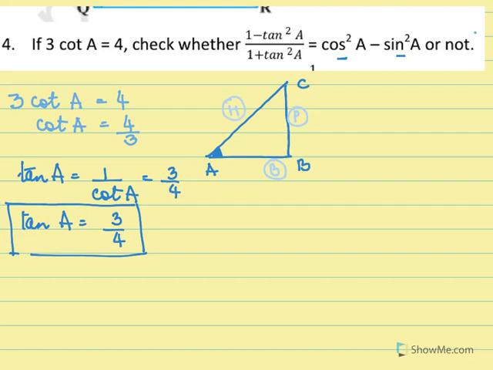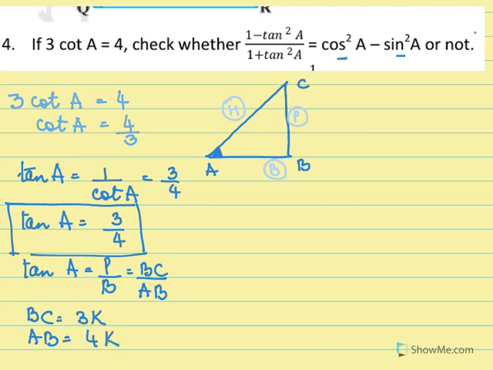Now it is given to us that tan A is 3 by 4, and we know tan A is perpendicular over base. The perpendicular in this case is BC and the base is AB. So on comparing, I can say BC equal to 3K and AB equal to 4K. So I'll put that up now. Now here we have BC is 3K and the AB is 4K.